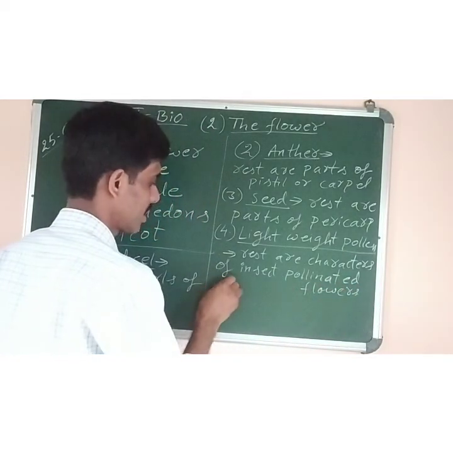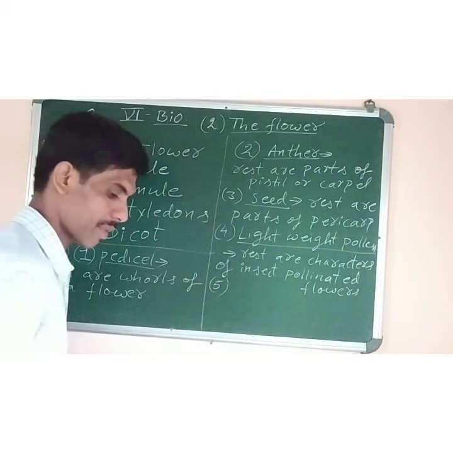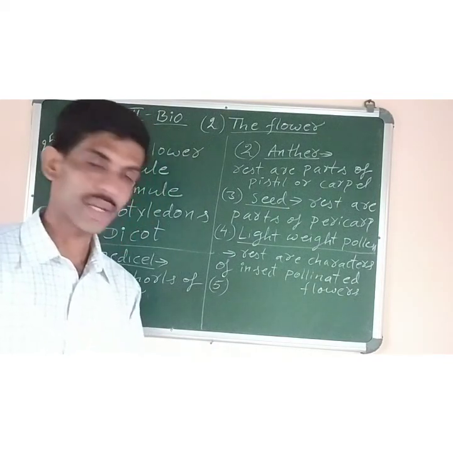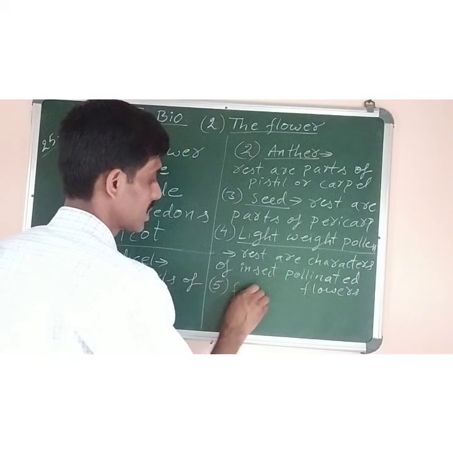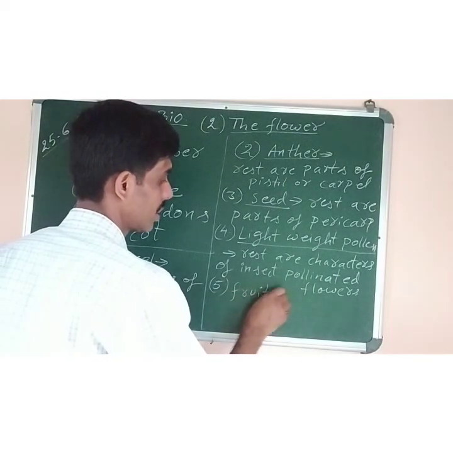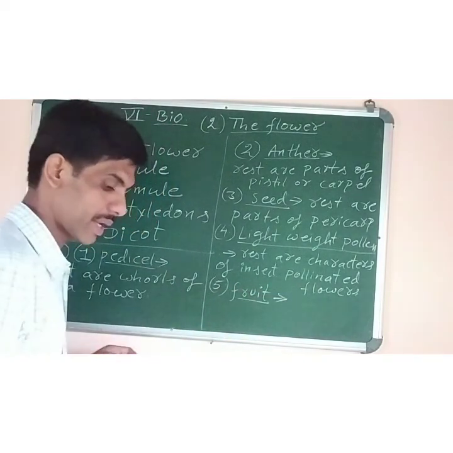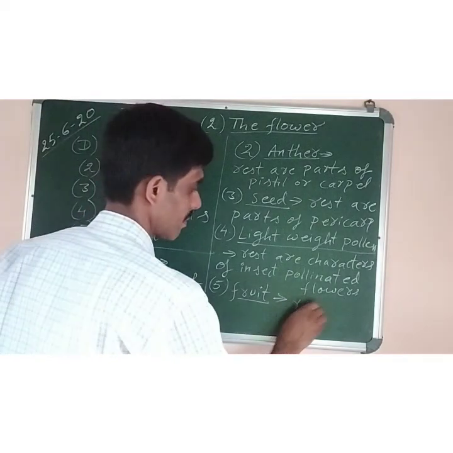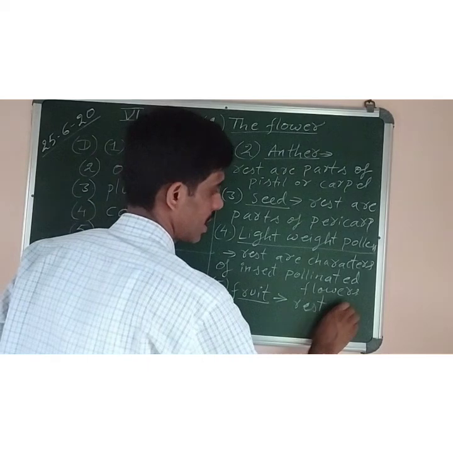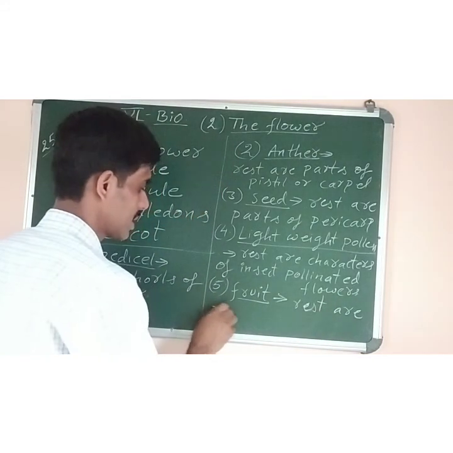And the last question in this odd one, number 5. Seed coat, cotyledons, fruit and embryo. So the odd one is fruit. Fruit is the odd one. Why? What is the reason we have to write? Because the rest are parts of a seed.